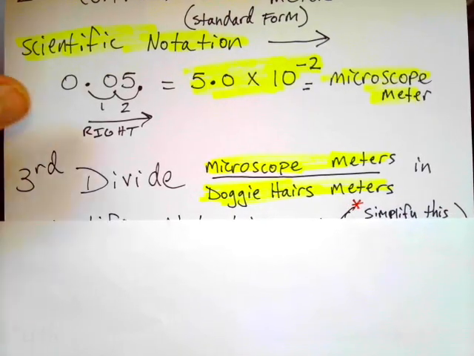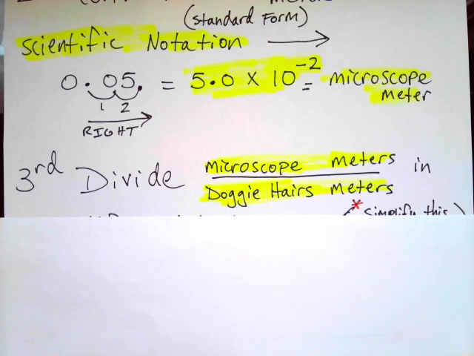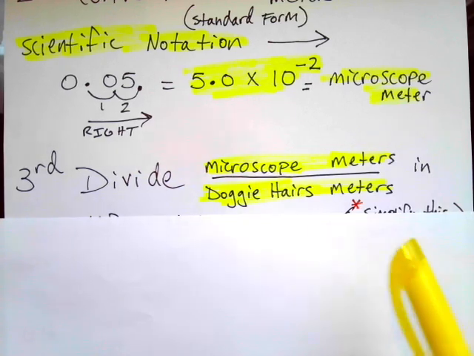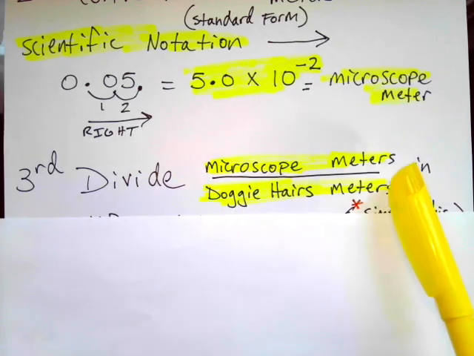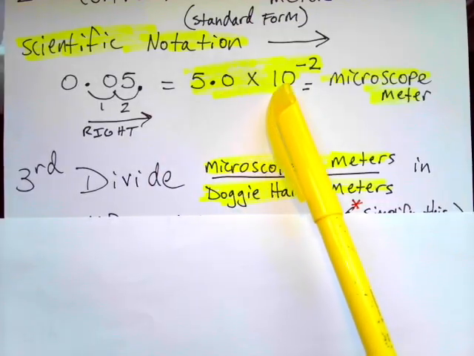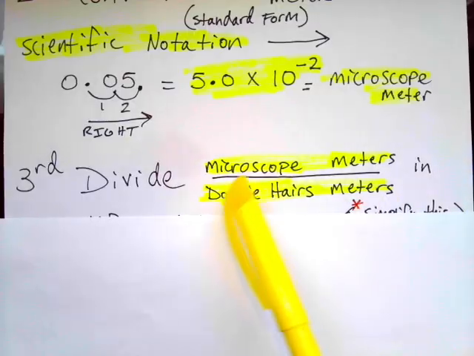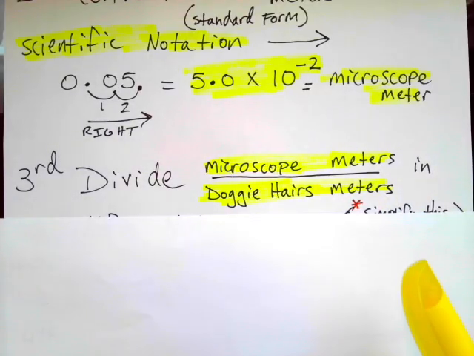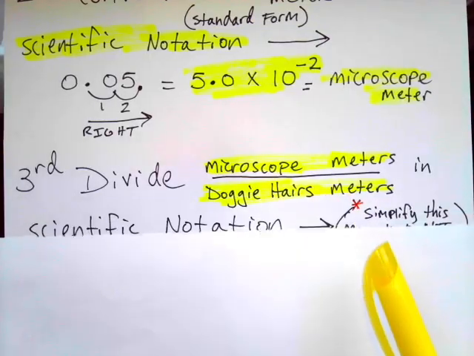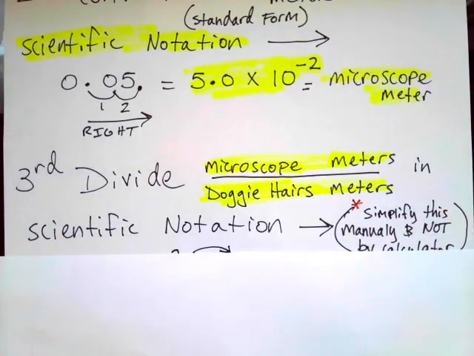All right. So in order to answer the question, we're going to need to divide in scientific notation. The microscope in meters, which is 5.0 times 10 to the -2, is the top part of our fraction. And then the doggy hairs in meters was given as 3.5 times 10 to the -5 in the actual question, right?